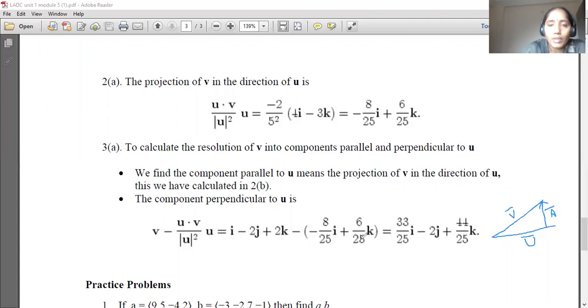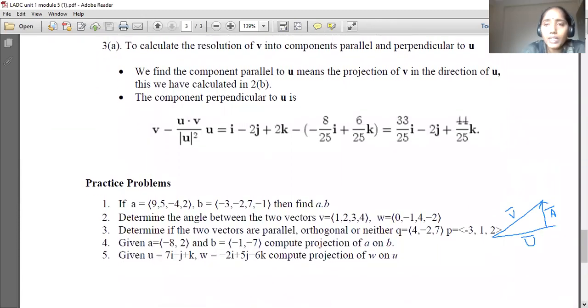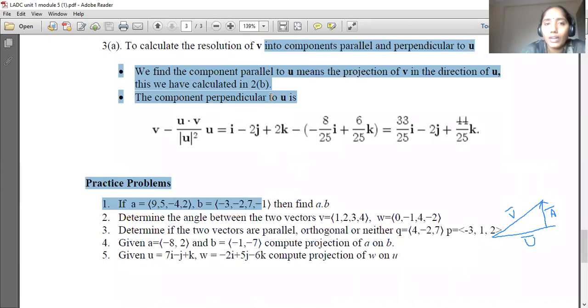Here I am giving some more practice problems, then you can try yourself. If you have any doubts, then we will discuss in the next class. These are the practice problems. Try yourself. If you have any doubts, we will discuss in the next class.